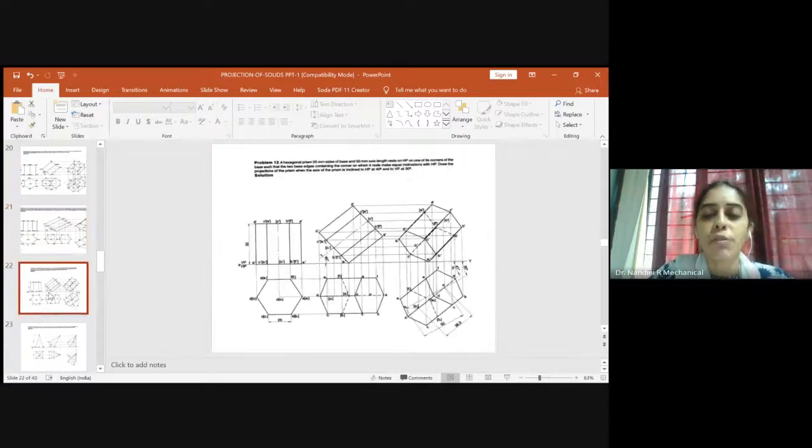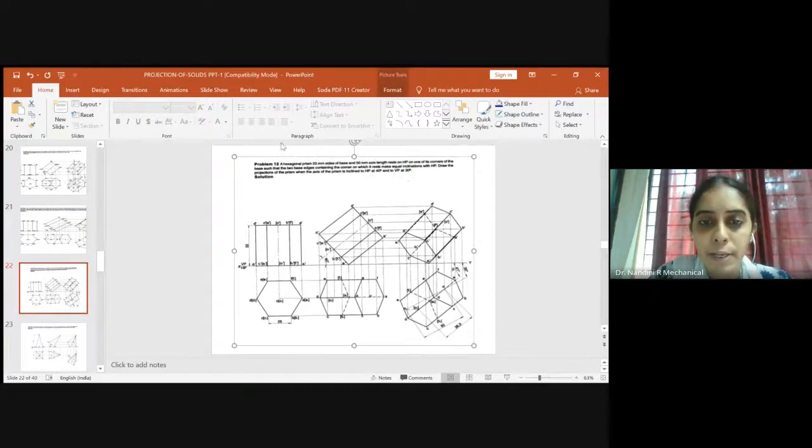So now we'll go for a second problem here, the fourth problem on hexagonal prism. Here what it states is almost similar. It is a hexagonal prism of side 25 mm and even the axis height is the same, 50 mm, which is resting on one of its corners. I told you how the position of the top view will be when it is resting on one of its corners. So similarly, you will draw the top view which provides the true shape.